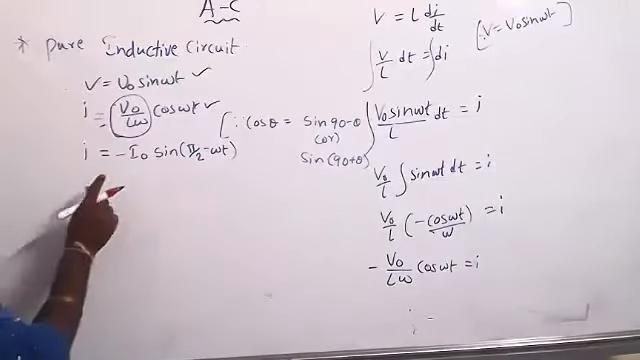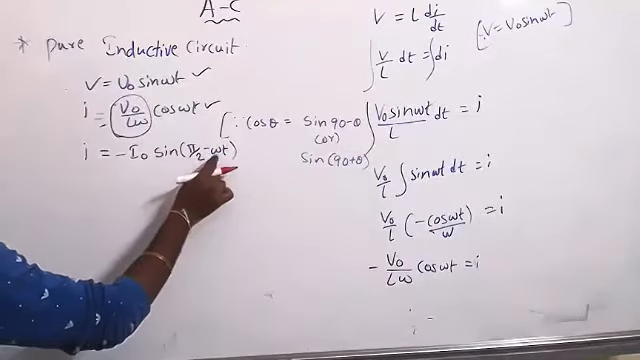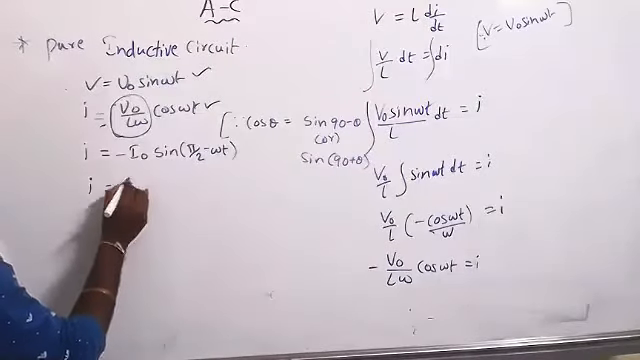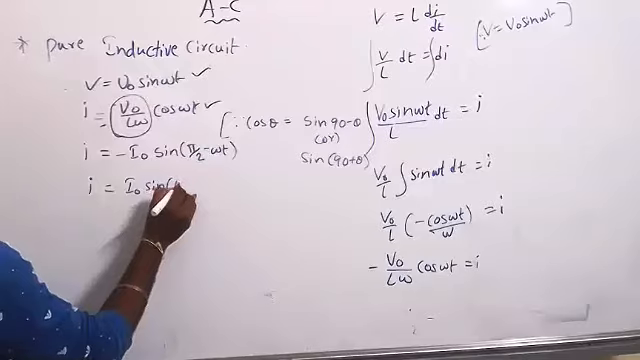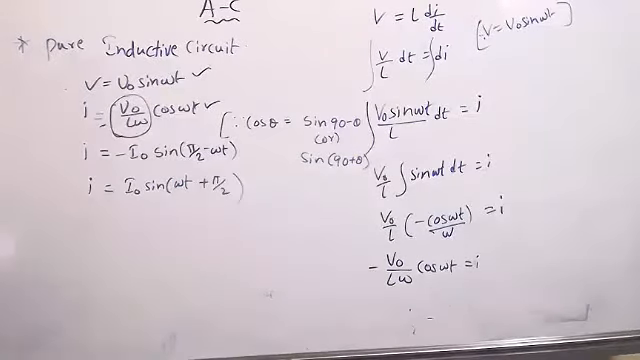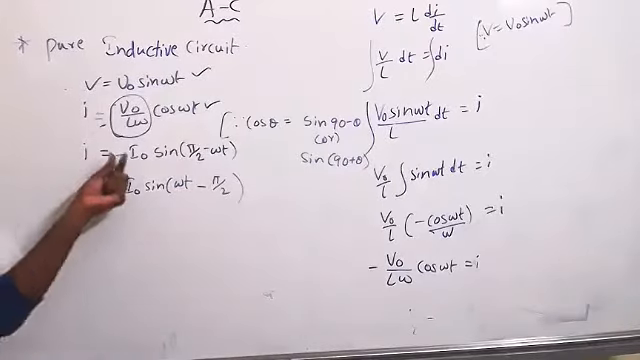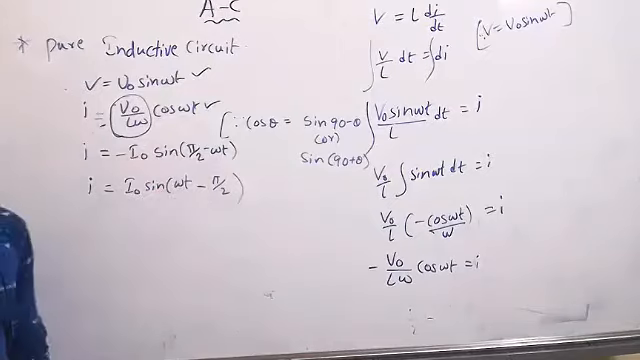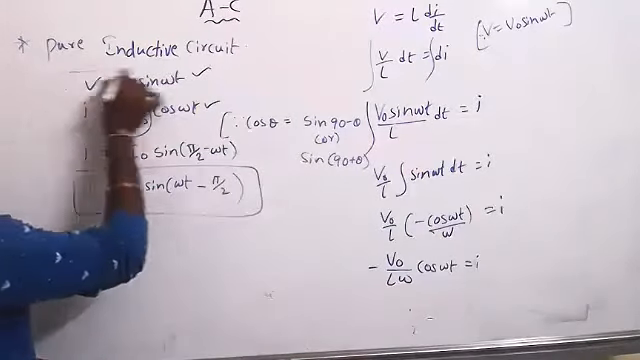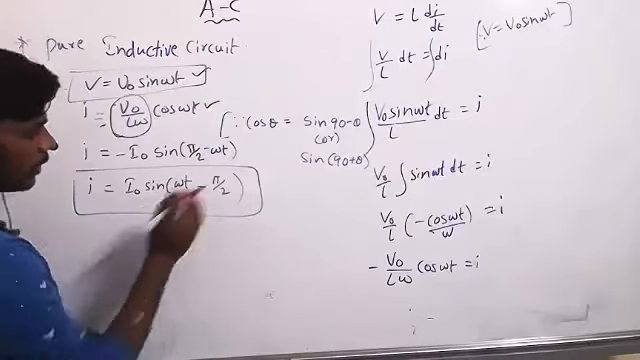Now what will happen? Why I have taken this sine 90 minus theta is that we have to make this omega t positive. So I is equal to I naught sine omega t plus pi by 2... minus plus, right? How much input? V is equal to V naught sine omega t. Output I is equal to I naught sine omega t minus pi by 2.